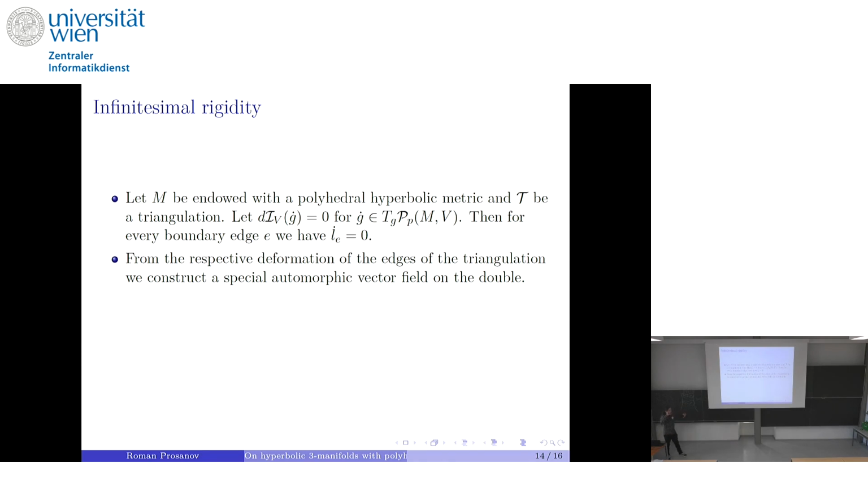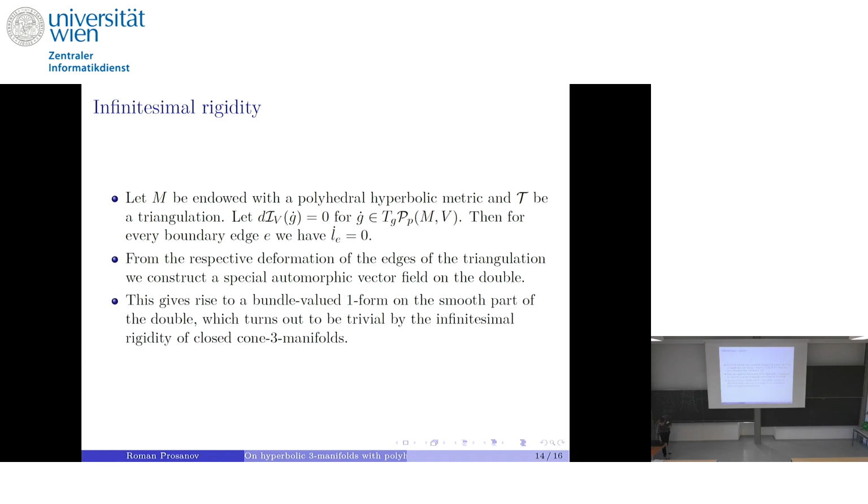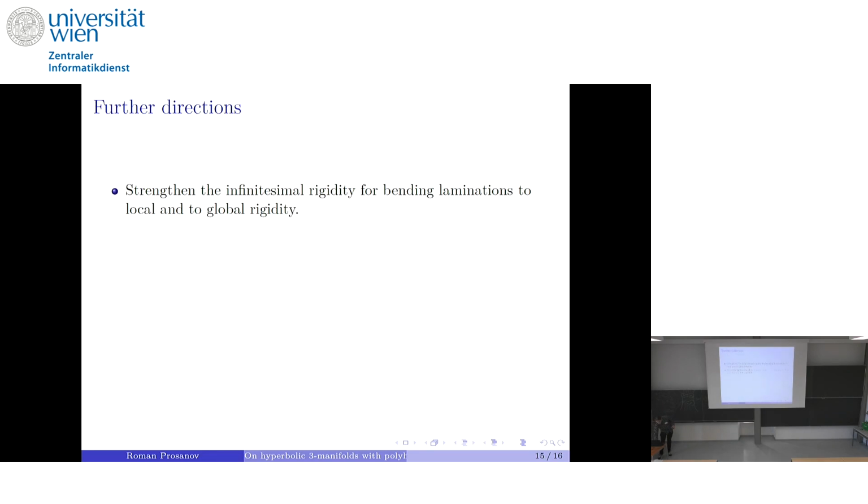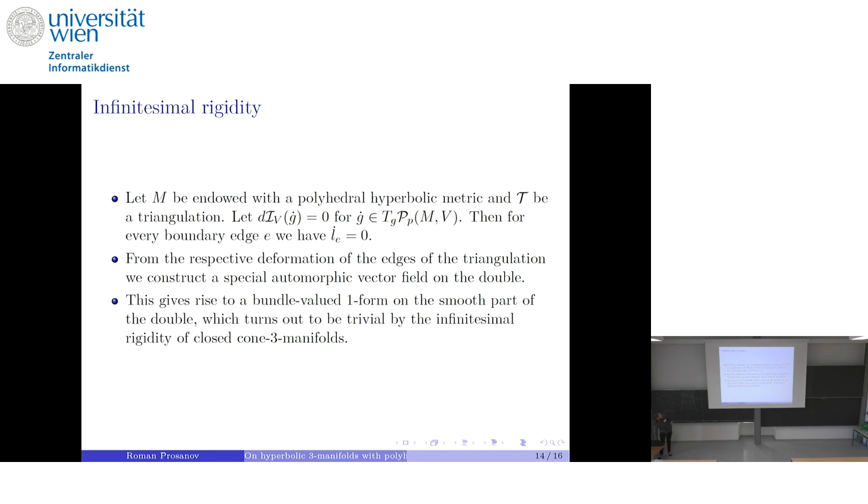Then through duality, we show that this automorphic vector field corresponds to some differential 1-form. Through the properties of our construction, we show that this form preserves the angles, and that is why it is trivial by the works on infinitesimal rigidity of hyperbolic cone manifolds. So we can conclude the infinitesimal rigidity. I am actually finished right now. I finished what I wanted to say about infinitesimal rigidity.